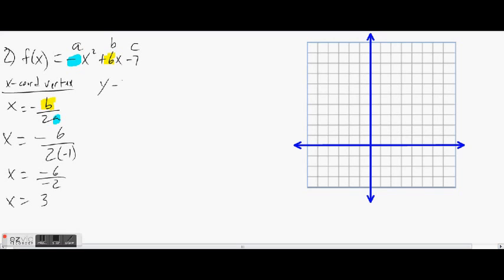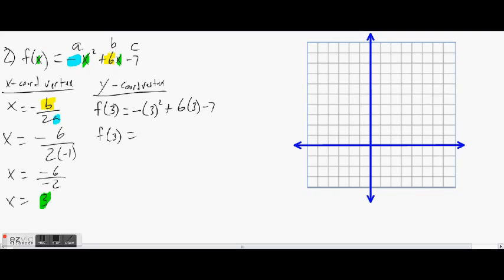I'm looking for the y-coordinate now of the vertex. So f of, again, I'm going to take whatever this value is, and I'm going to plug it in everywhere for x. So f of 3 is equal to negative 3 squared plus 6 times 3 minus 7. So f of 3.